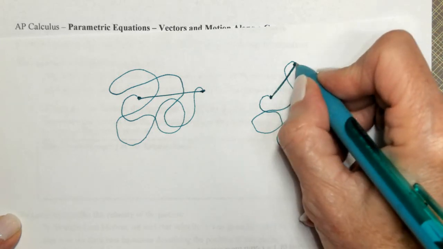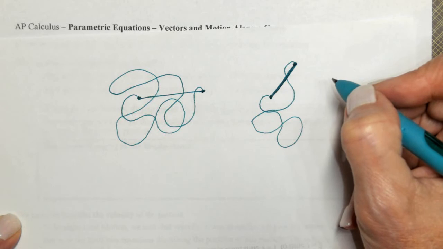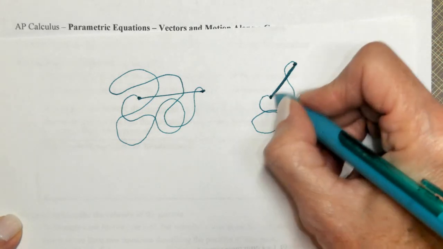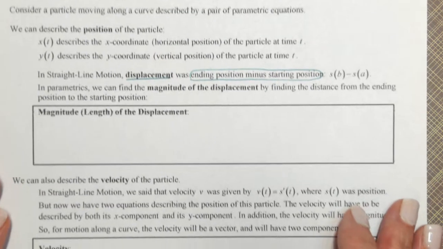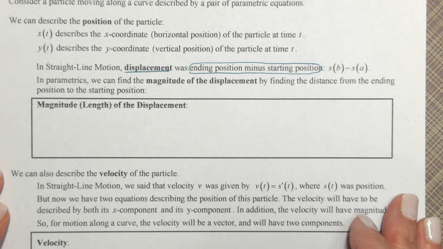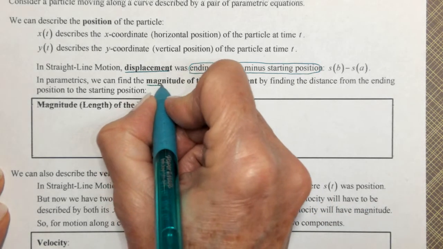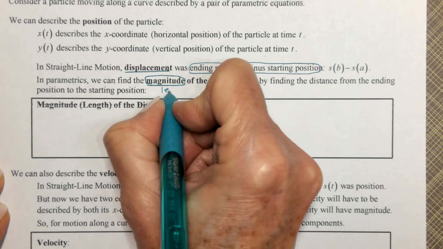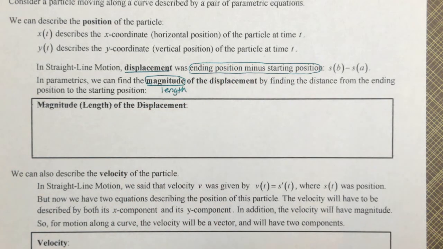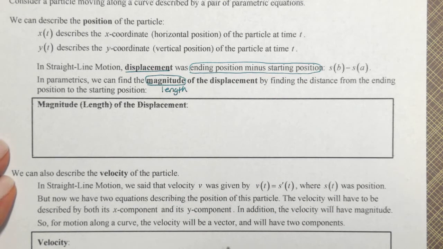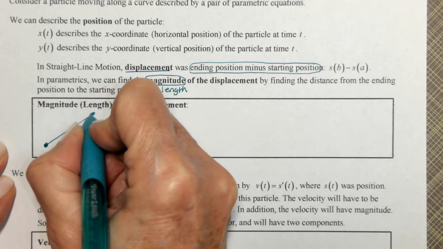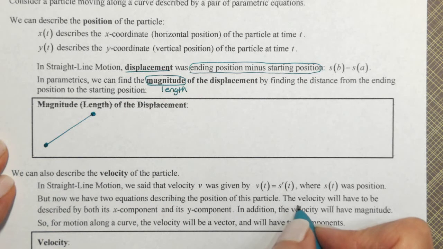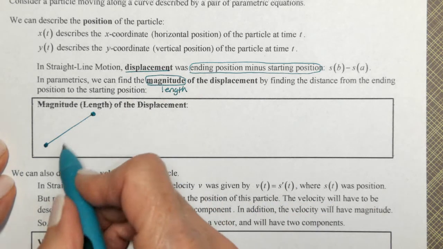We want instead to find just the length, the distance between those. So the length of that line segment. In parametrics, we can find the magnitude. When you see the word magnitude, think length. So we can find the length of the displacement by finding the distance from the ending position to the starting position. We want to find the length of that.